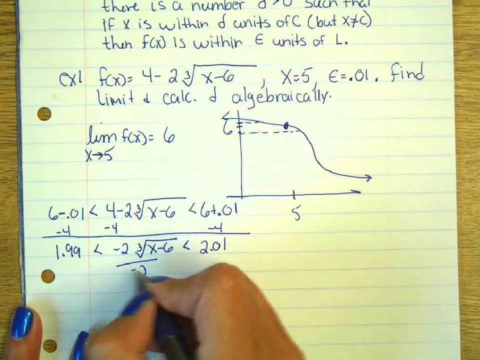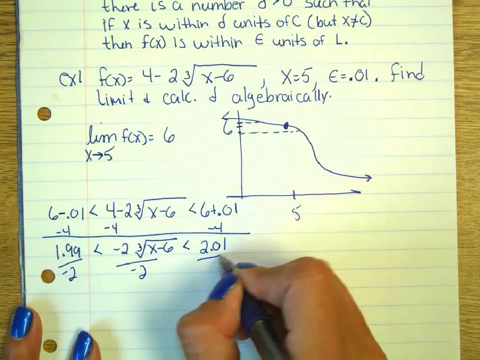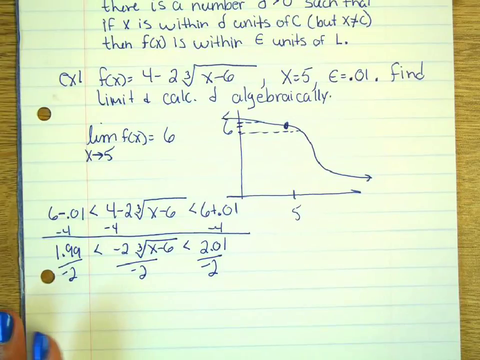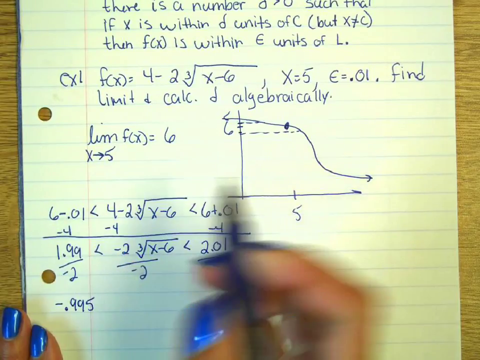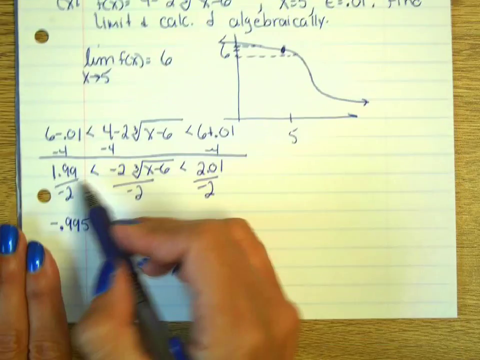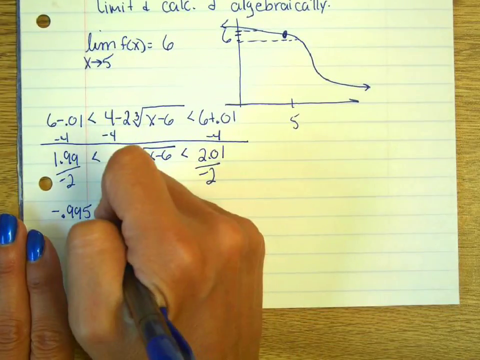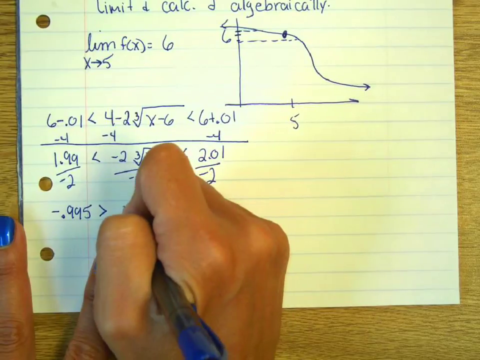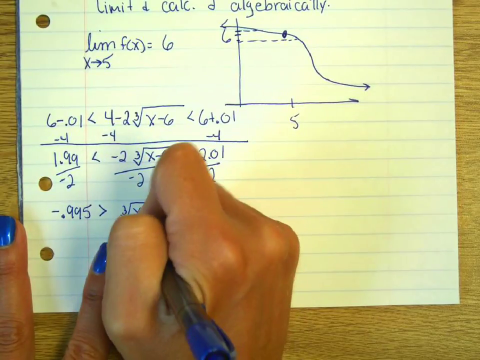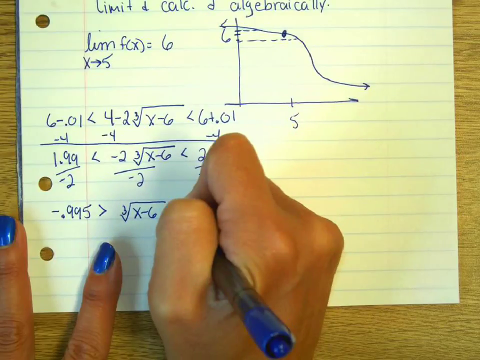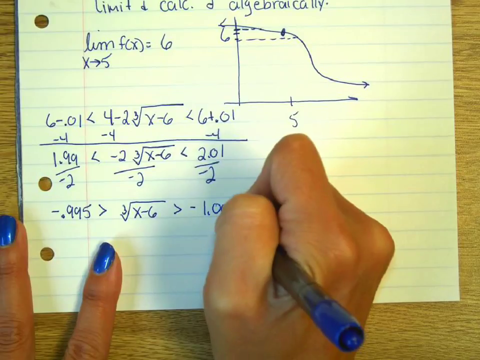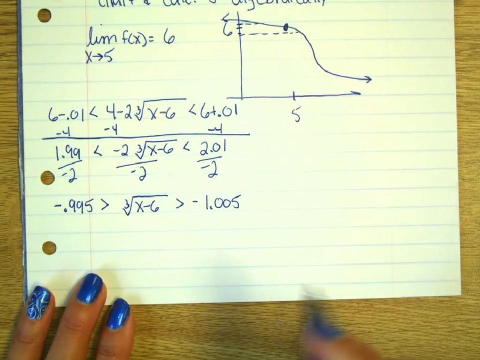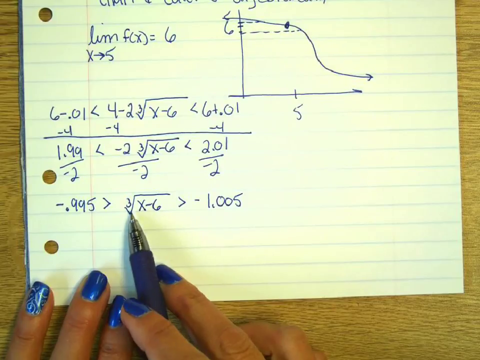Divide by negative 2. 1.99 divided by negative 2 is negative 0.995. If you remember from Algebra 1, when you divide an inequality by a negative, you got to flip the sign. Okay, this will leave me with the cube root of x minus 6. Flip the sign. Here I'll get a negative 1.005.